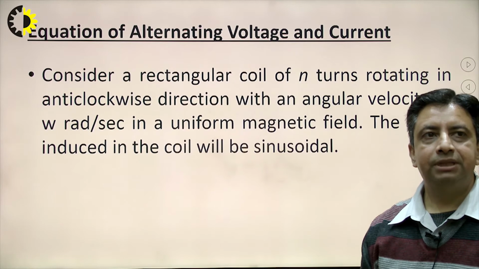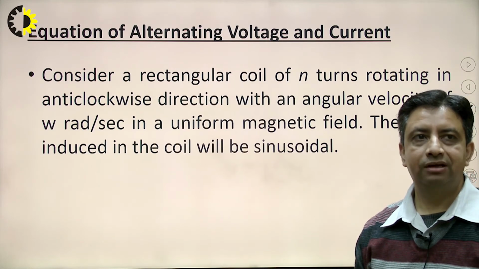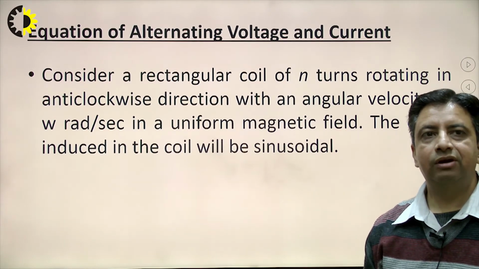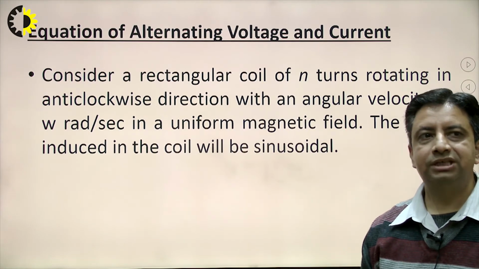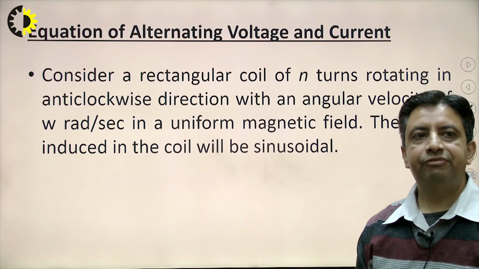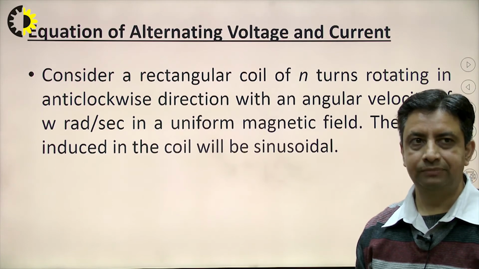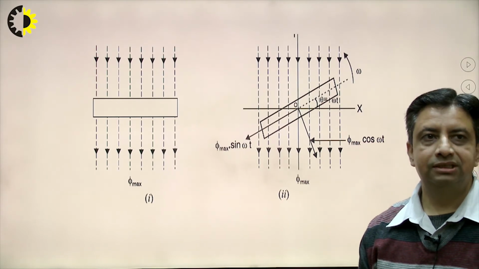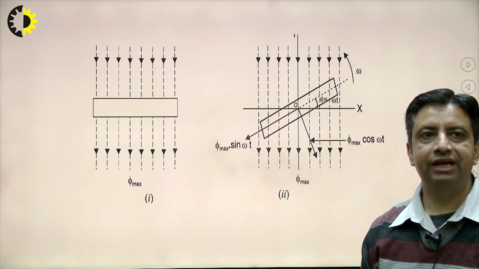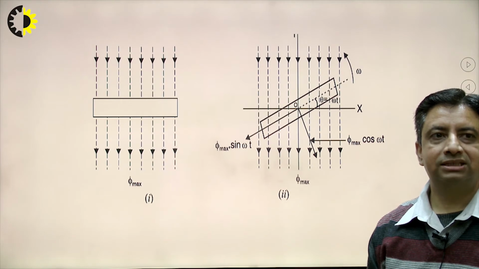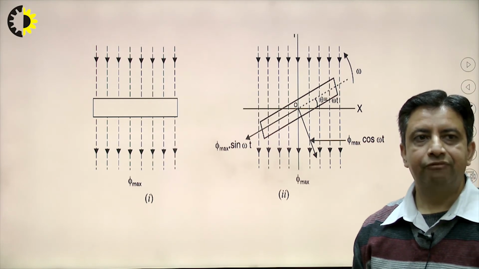Now, the equation for this alternating voltage and current is what I am going to cover in this slide. If we consider a rectangular coil of n turns rotating in an anti-clockwise direction with an angular velocity of omega radian per second in a uniform magnetic field, the EMF induced in the coil will be sinusoidal. This can be explained with the help of these two figures. In the first figure, we have a rectangular coil placed in a uniform magnetic field, and the flux in that case is represented by phi m.